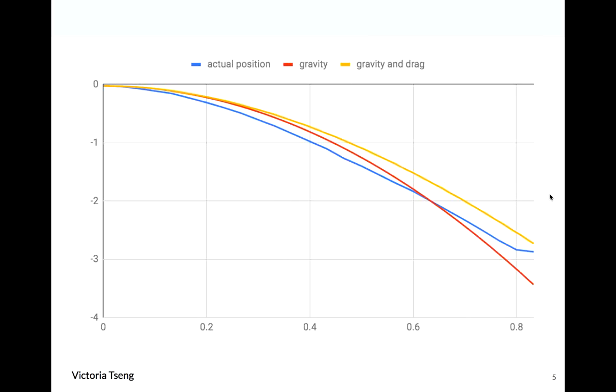When we lay the data on top of one another, we see that the gravity data overpredicts our data, and that the gravity and drag model's endpoint is much closer to our actual data, so the latter is a better prediction.